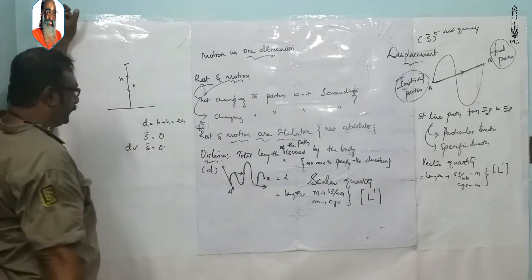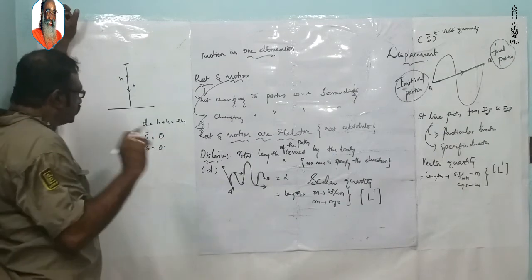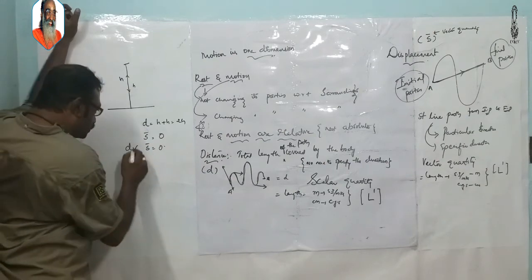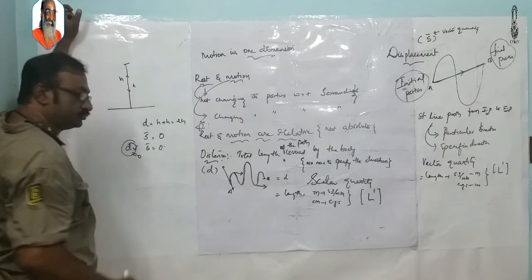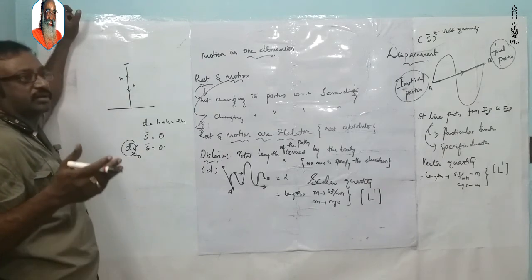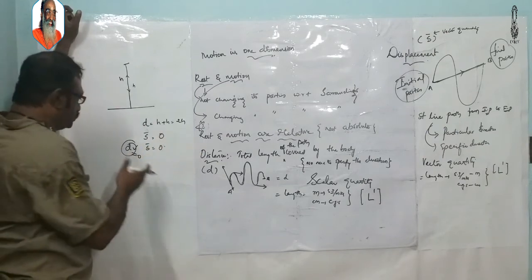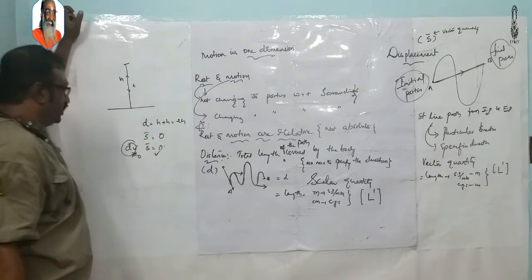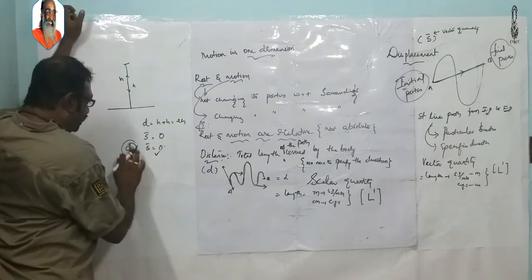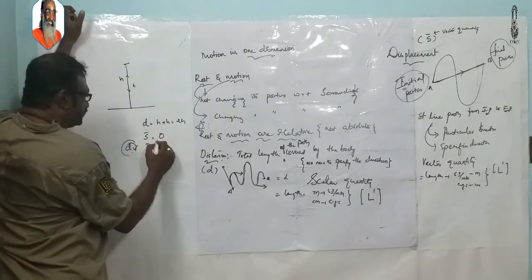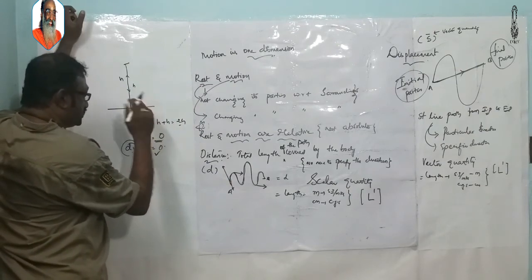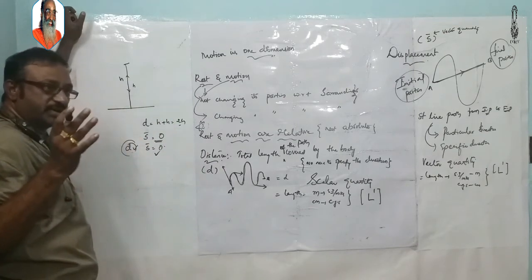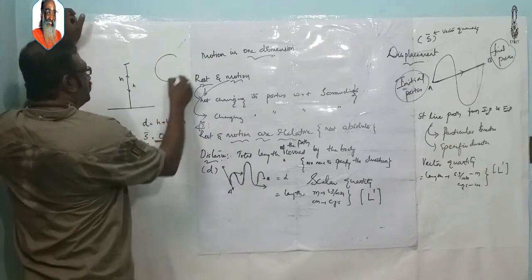Okay. And one more thing we can say: can the distance be 0? When the body moves, it has some distance, so this cannot take the 0 value, but the displacement can take the 0 value. By this example, we understood that when distance has some value, displacement can be 0.